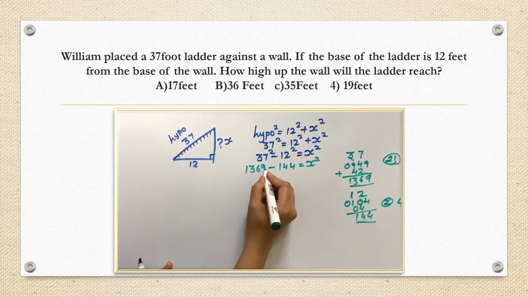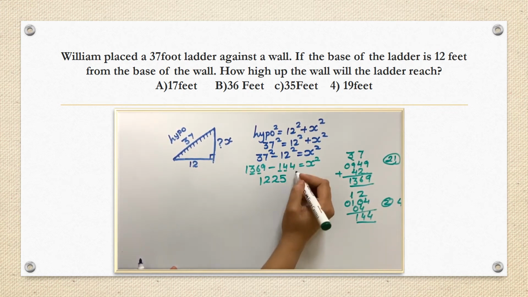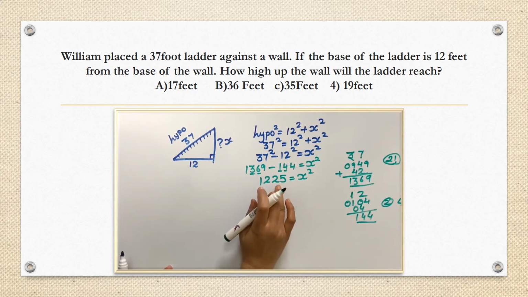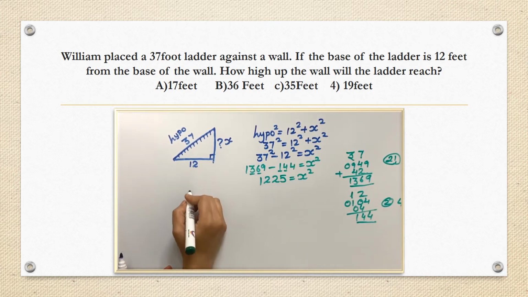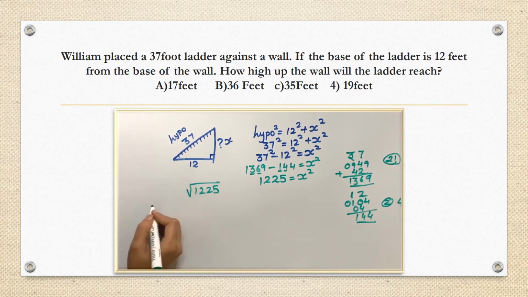Then subtract it, 9 minus 4, 5. Then 6 minus 4, 2. 3 minus 1, 2. Then 1. So 1225. X square is 1225. Let's find the square root of 1225. To find the square root, take this and split the digits from the right side into 2 digits.